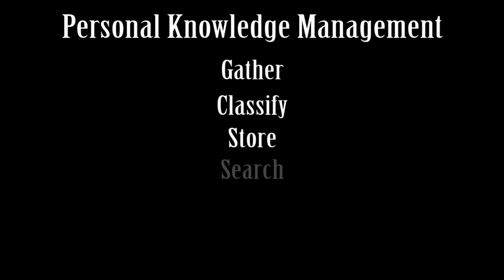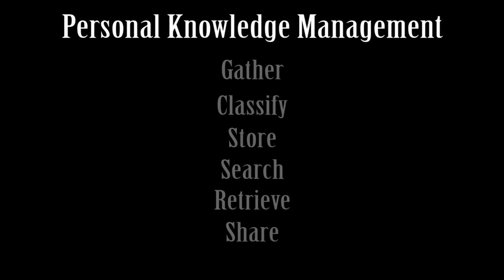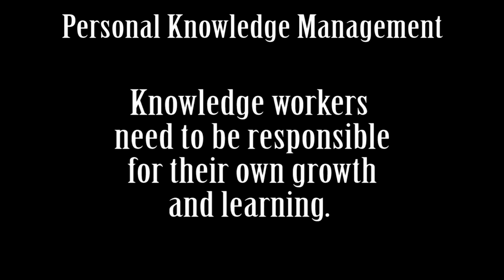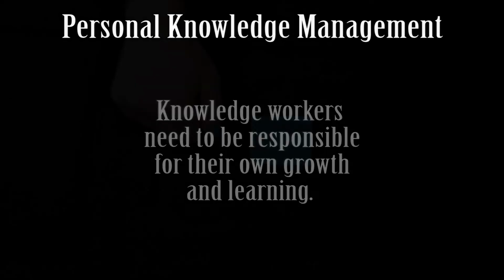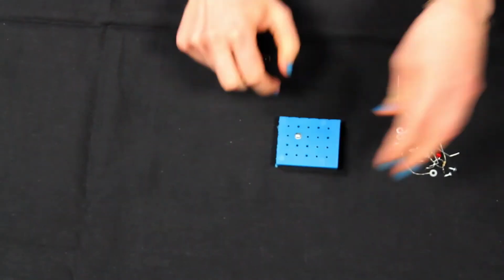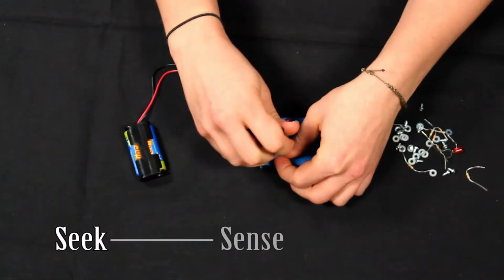Personal knowledge management is a collection of processes that a person uses to gather, classify, store, search, retrieve, and share knowledge in his or her daily activities, and the way in which these processes support work activities. It is a response to the idea that knowledge workers increasingly need to be responsible for their own growth and learning. The framework of personal knowledge management can be defined as seek, sense, and share.